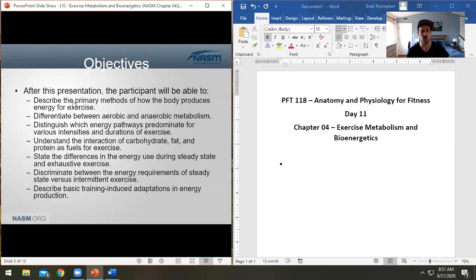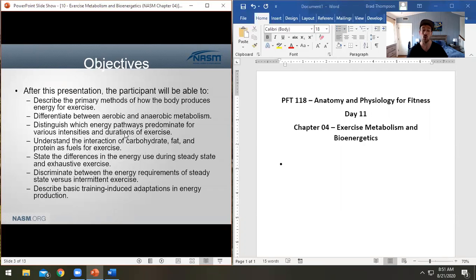After this presentation, we want to understand the primary methods for how we produce energy. That's really what we started talking about last night, right? Glycolysis, Krebs cycle, and electron transport chain. Differentiate between aerobic and anaerobic metabolism, so whether that's taking place in the cytosol without any oxygen or whether it's taking place in the mitochondria with lots of oxygen. Our different energy pathways predominate for our intensities and our durations. That one right there is probably the biggest one.